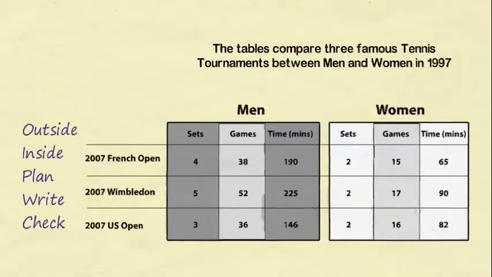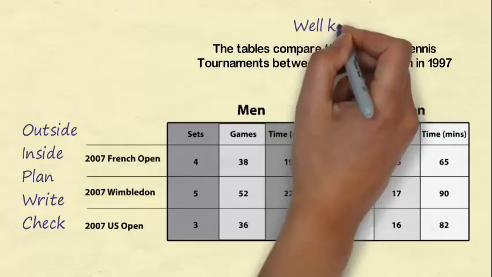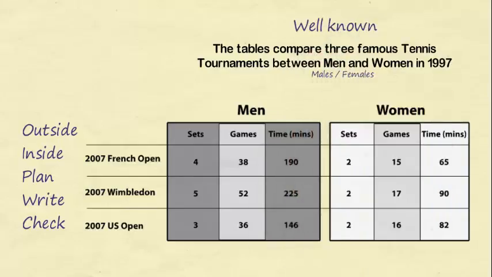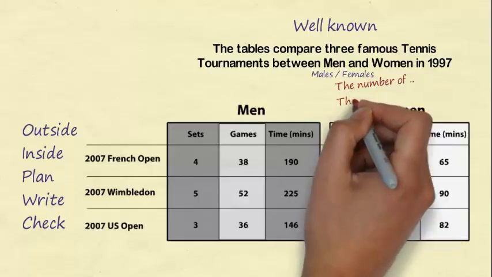We also need to consider keywords and synonyms, of course. So in the sentence at the start, males and females maybe. We need to consider how we're going to talk about this data on the inside.